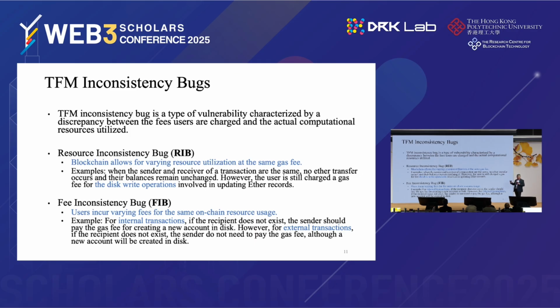So basically, the users may incur varying fees for the same on-chain resource usage. For example, when we send the internal transactions, that is the transaction sent by one contract account to another contract account, if the recipient does not exist, the sender should pay the gas fee for creating a new account in the disk. However, if we use the external transaction, that is to send the transaction from an EOA account to another contract account, if the recipient does not exist, the sender does not need to pay the gas fee, although the new account will be created in disk.